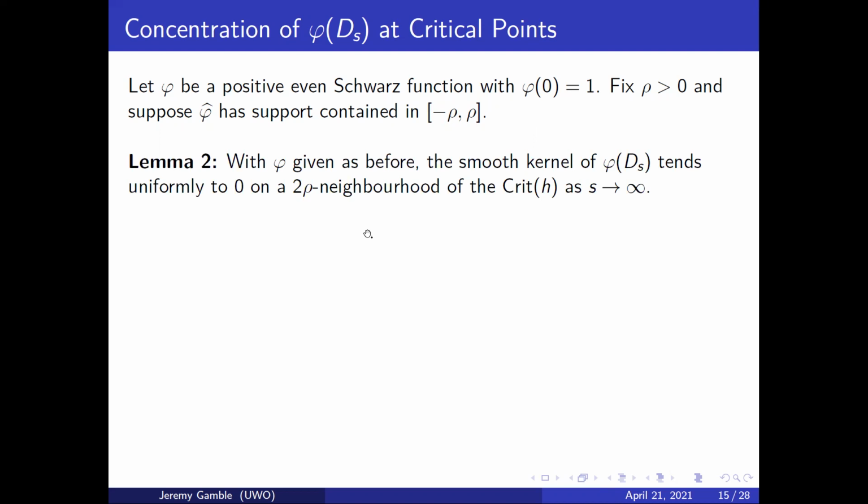Okay, so basically, lemma 2 says that the kernel associated with this operator, which does exist, there is a smooth kernel associated with phi of D_s, tends to 0 uniformly outside of this tiny neighborhood around the critical point, so in the complement of the neighborhood. So basically, everywhere away from the critical points, this thing will rapidly go to 0 as s goes to infinity.